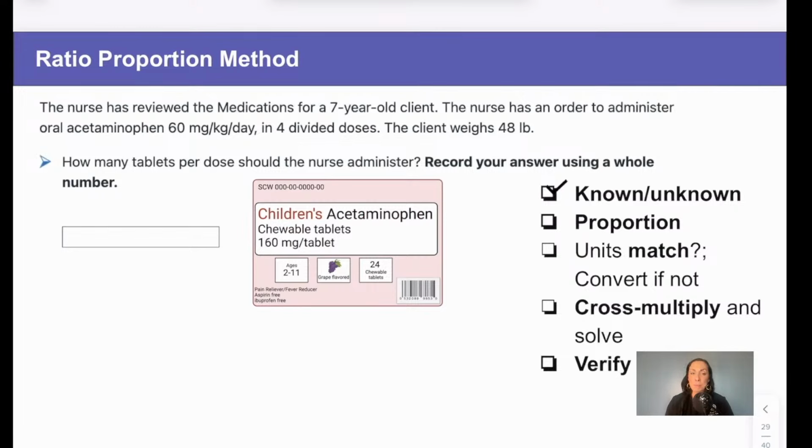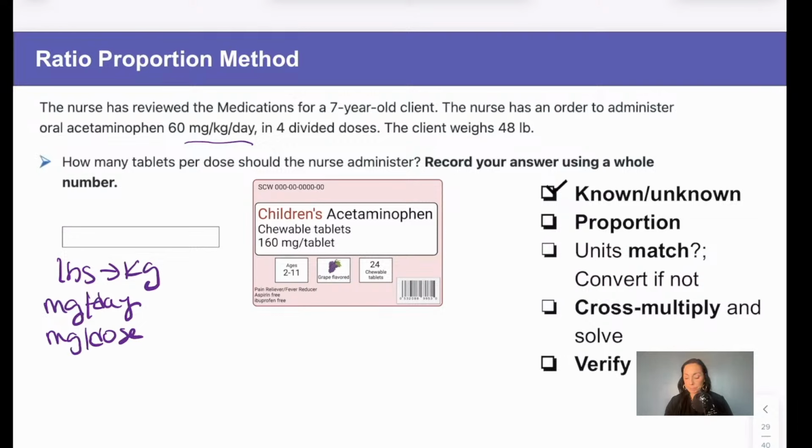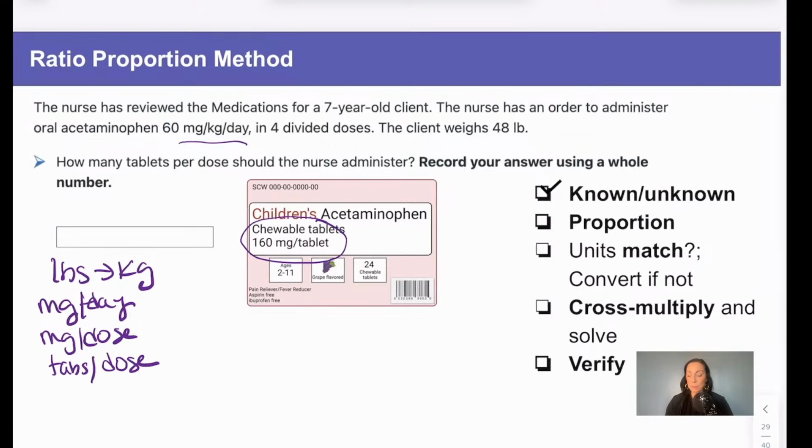So first, remember, we're going to plan our steps out. We can take our pounds and figure out how many kilograms that is. And then we can go from milligrams, because we're given milligrams per kilogram per day, and we can figure out our milligrams per day. And then we can take that information and get to our milligrams per dose, since we know that there's 4 divided doses. And then because we have this packaging here, we can figure out our tabs per dose. So those are the steps we'll go in.